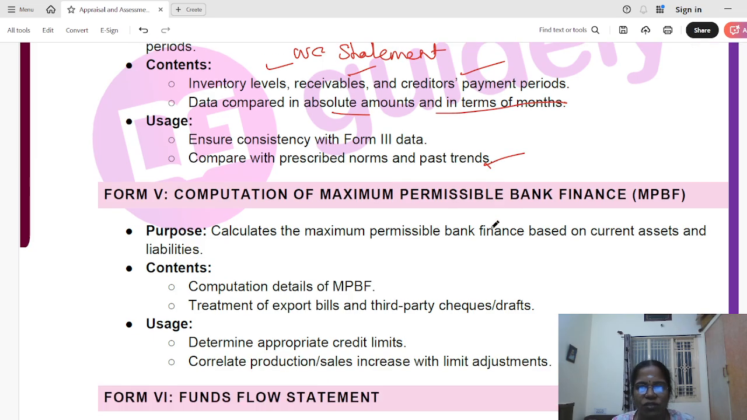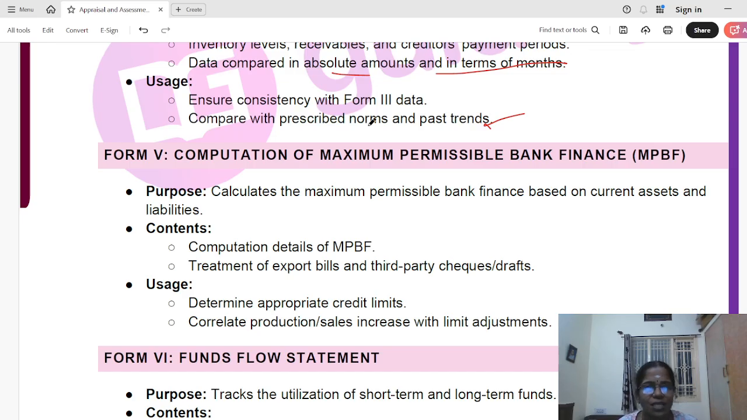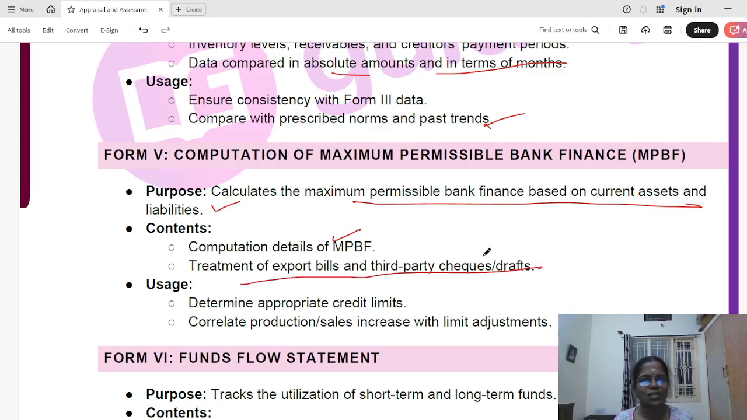Then computation of the maximum permissible bank finance. Purpose: calculate the maximum permissible bank finance based on the current asset and current liabilities. What permissible limit can be given to them based on their current asset and current liability. Then computation details of the maximum permissible bank finance. So treatment of export bills and third party cheques and drafts, these they will mainly check. Whether the export bills are going correctly, and whether third party cheques and drafts are getting encashed, they will see.